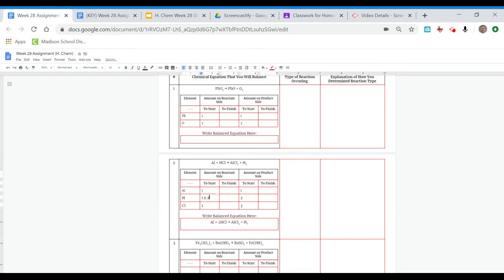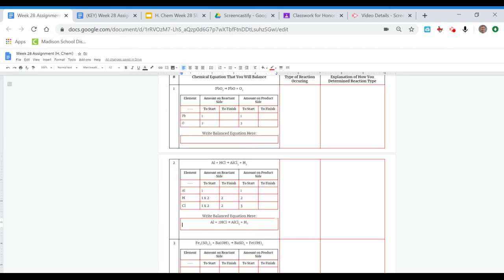So let's check this out. Times 2. Times 2. That's going to give me 1, 2, and 2. Okay, awesome. My hydrogen are balanced. Oh no, my chlorine are still not balanced. I've got more work to do.